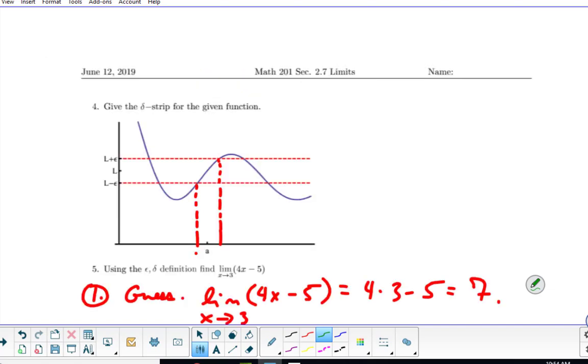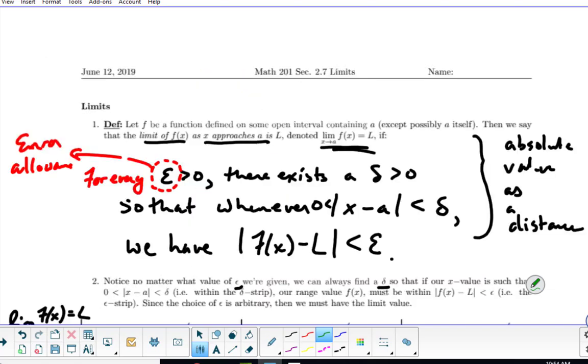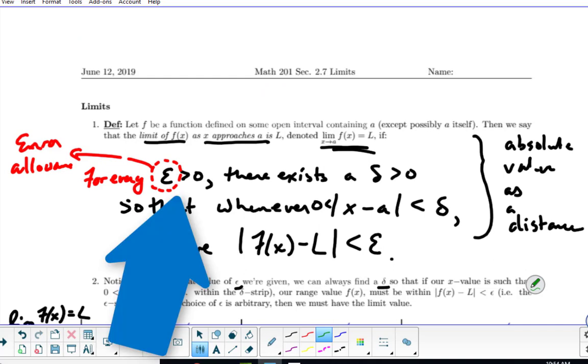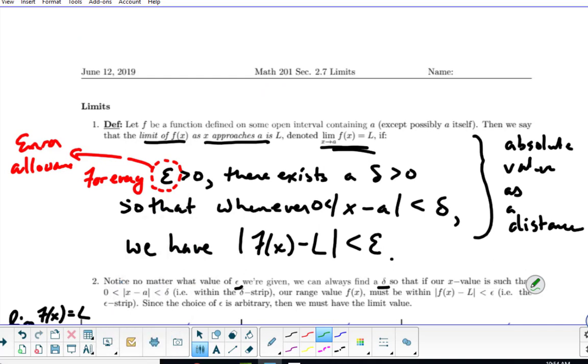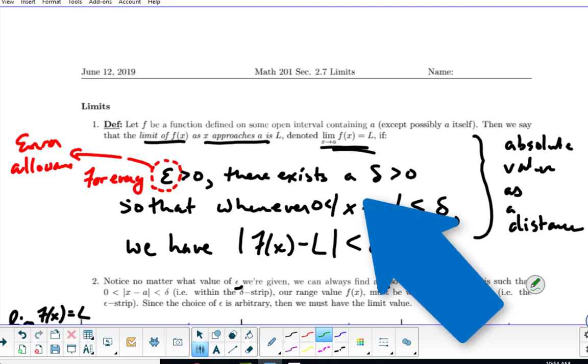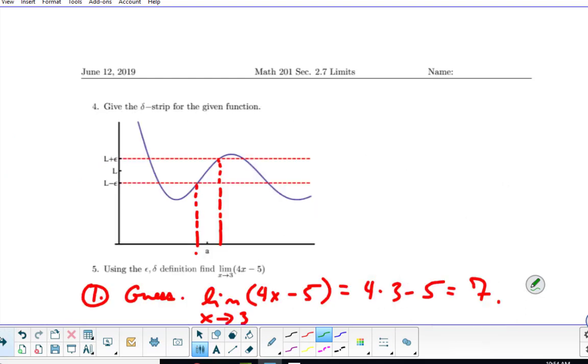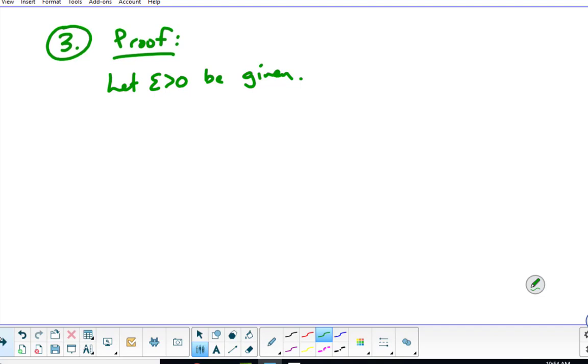How did the definition work? We're going to follow the definition. The definition said for every epsilon greater than 0, what can we do? If it's going to be the limit, we need to be able to find a delta. So what are we going to do here? Well, we've been told what epsilon is, so now we're going to set delta equal to epsilon over 4.